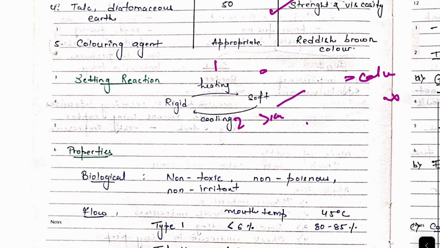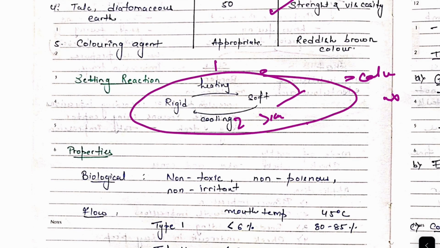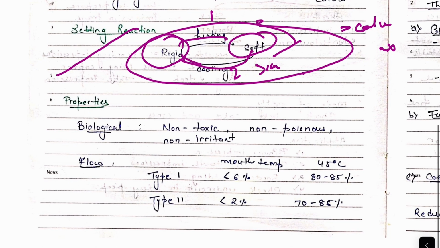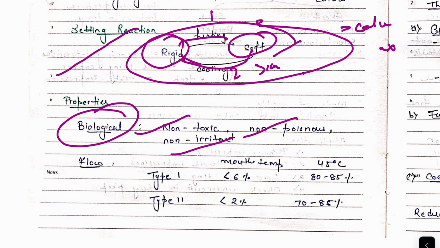Now, talking about the setting reaction, so it is a physical setting reaction. There is nothing special. We have a rigid compound. We heat it, it gets soft, and then when we cool it, it gets rigid again. This is the entire setting reaction. There is no chemical reaction going on. Now, talking about the properties. So, first, biological properties. It is non-toxic, non-poisonous, non-irritant.